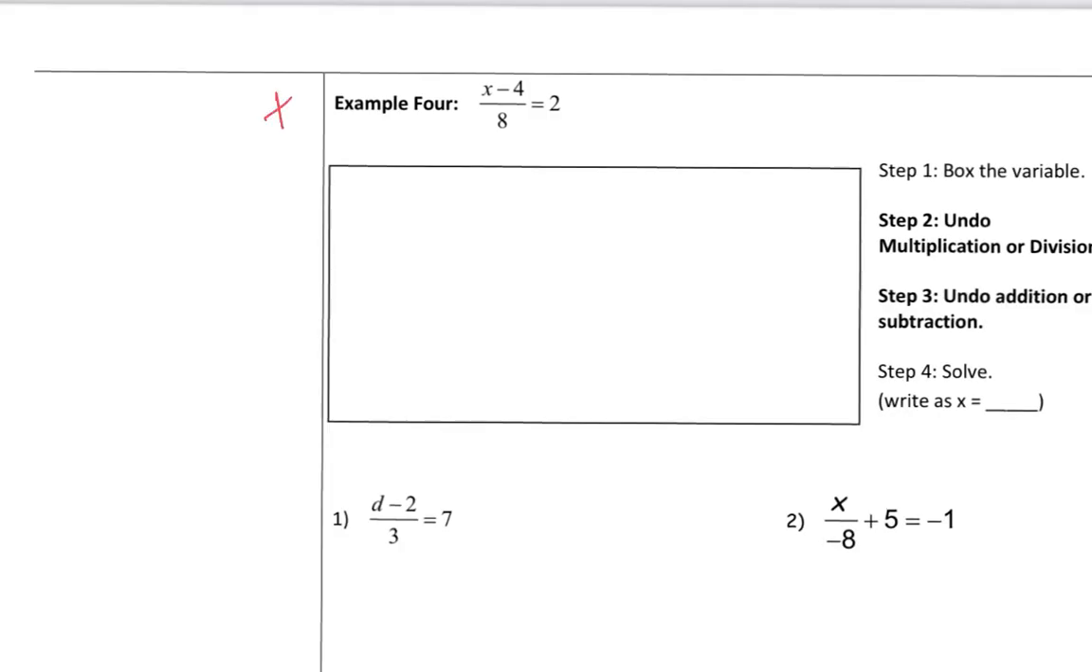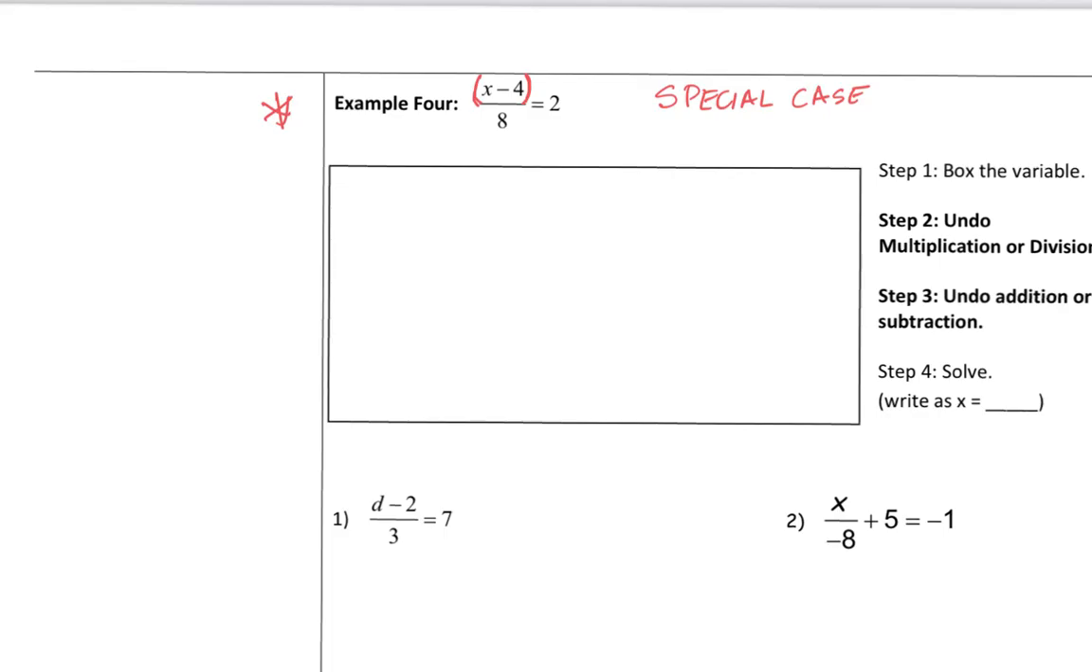Right here, I'm going to put a star next to it because this is a very special case. The reason why this is a very special case is because in this case, I have x, the quantity x minus 4. So this whole part is 1 unit together. All of that being divided by 8 equals 2. So technically, there are invisible parentheses around this, which are not there, but I encourage you to write those in.